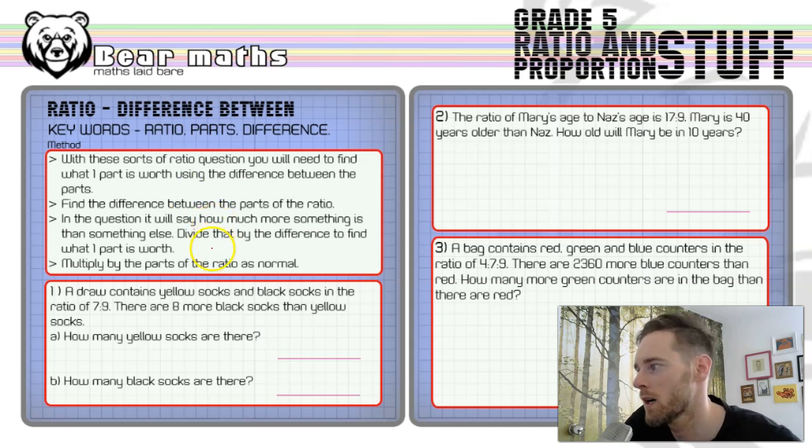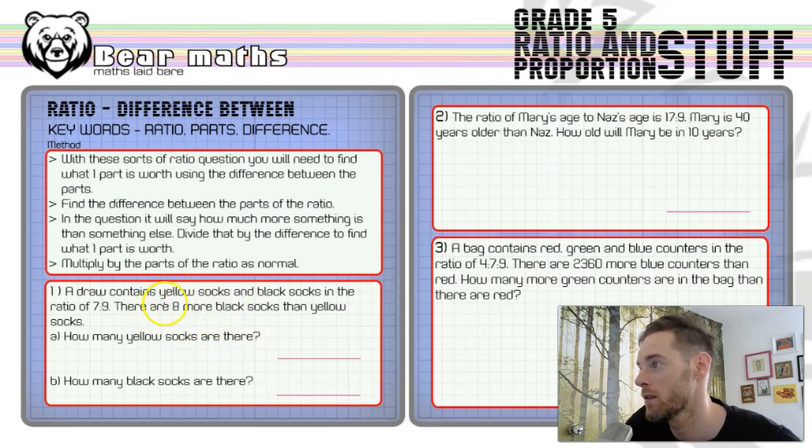Okay, so this first question here, a drawer contains, I'm not sure that's how you spell drawer, actually, but we're going to go with it. A drawer contains yellow socks and black socks in the ratio of 7 to 9. There are 8 more black socks than yellow socks. How many yellow socks are there?